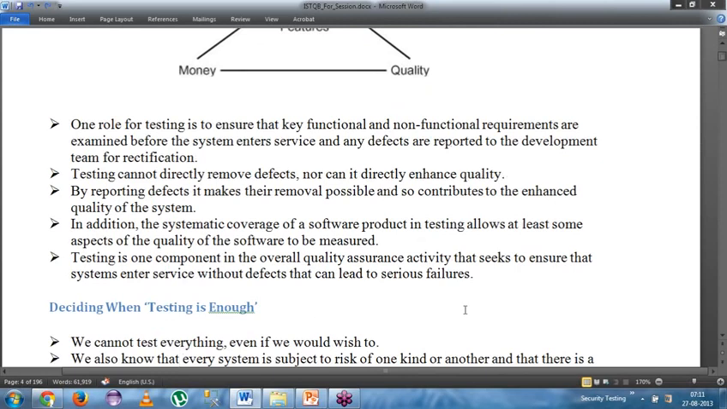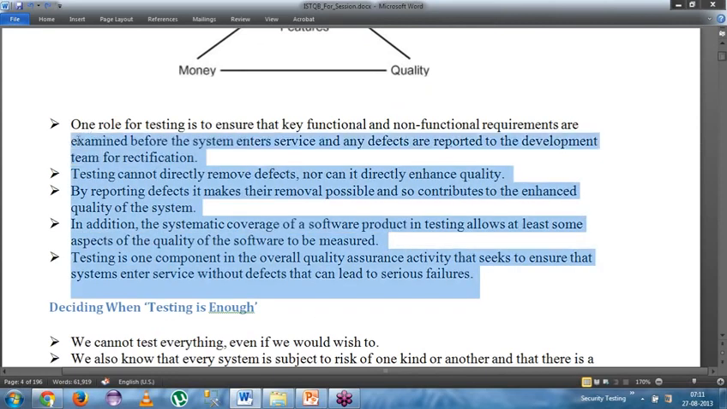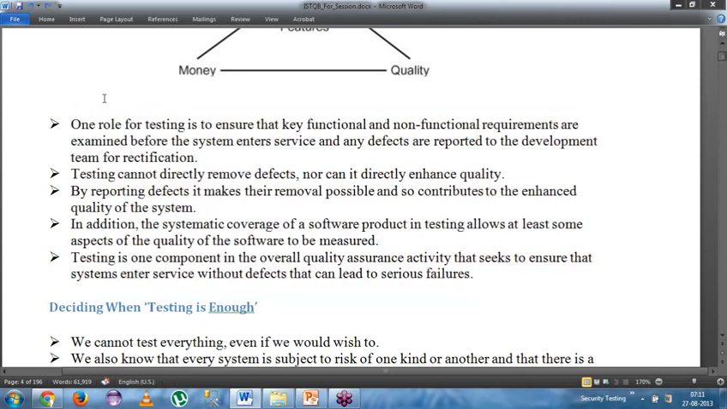Whatever I put in bullet points, even though it is a little bigger, we need to concentrate on these areas. From these areas you can directly or indirectly get a few questions. That is the reason why I have put in the bullet points here. So let's try and understand each one of these areas. First is the role of testing. What is the role of testing?